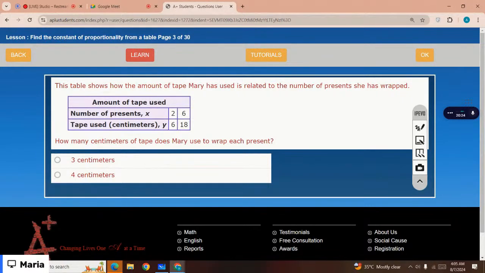This table shows how the amount of tape Mary has used is related to the number of presents she wrapped. How many centimeters of tape does Mary use to wrap each present? So, which is the correct option?